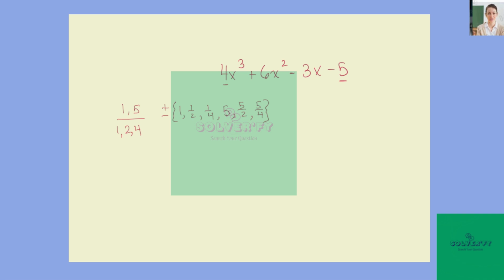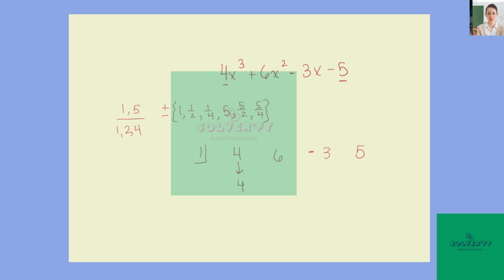So I'm going to set it up for synthetic division. 4, 6, -3, and 5. And we're going to start trying one of these until we find one that gives me a remainder of 0. I'm going to start with the easy ones. I'm going to start with 1 and see if that works.